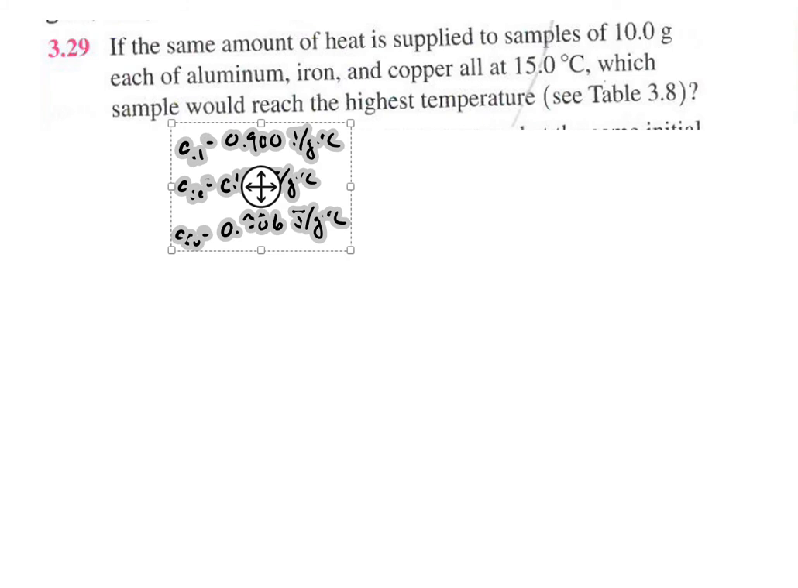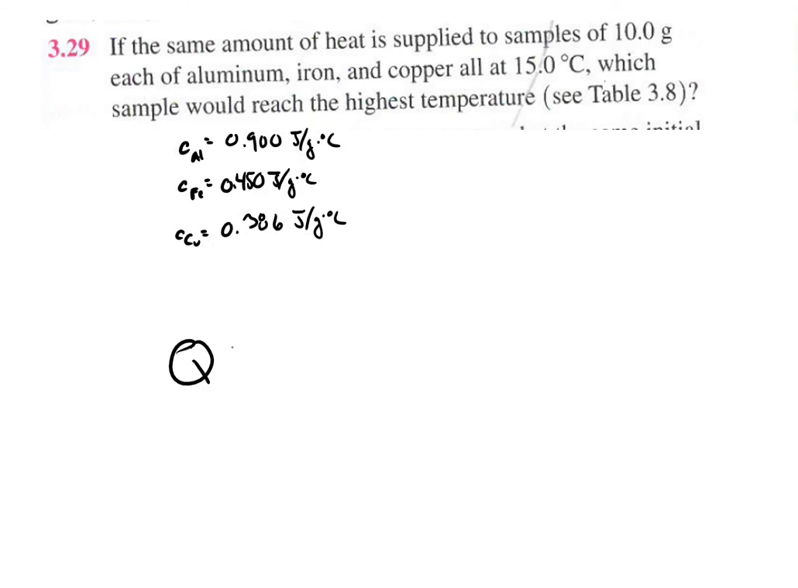If we write out the specific heat equation, Q equals mc delta T, we know that heat supplied, Q, is constant. That means that the product, mc delta T, also needs to be constant. We know that the masses are the same, so that term will drop out of the equation. That means the two remaining terms we're concerned with are specific heat and delta T. By that reasoning, the lowest specific heat should also yield the highest change in temperature.